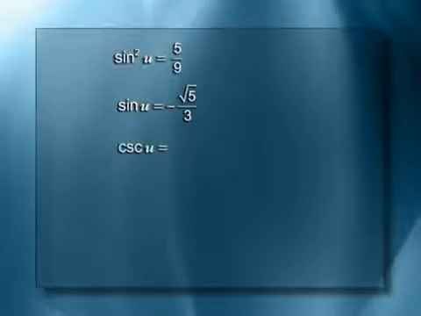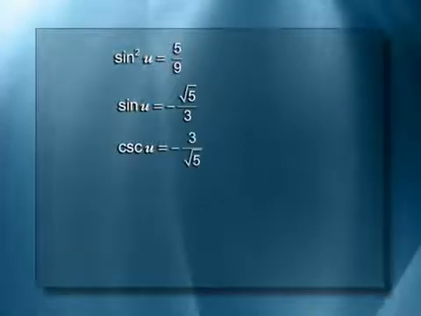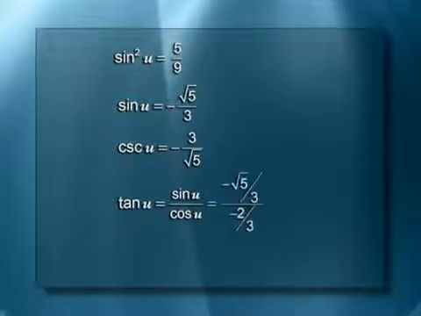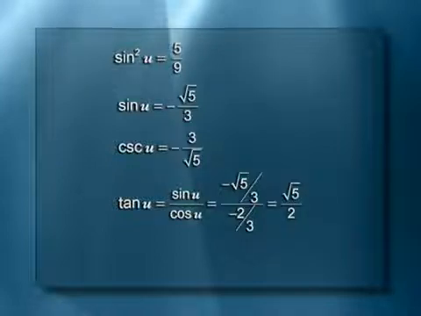What about cosecant? Piece of cake. It's the reciprocal of sine. So it's minus 3 over square root of 5. Who's left here? Well, now it gets pretty easy. Tangent. Tangent is sine over cosine. And I know them both. Minus square root of 5 over 3, all divided by minus 2/3. Cancel the 3's, cancel the minus signs, square root of 5 over 2.